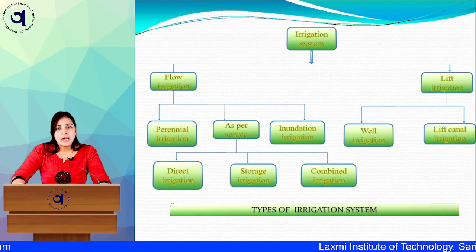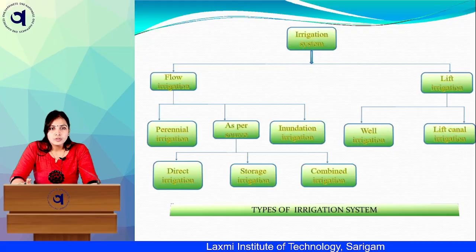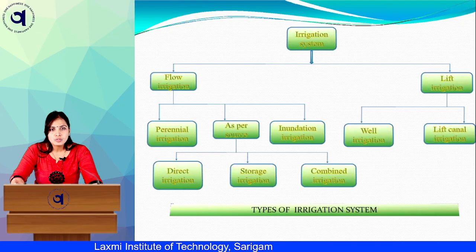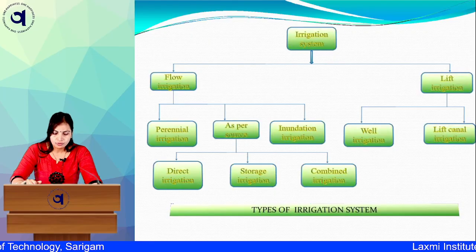As per source means direct irrigation, storage irrigation and combined irrigation. As per source means how the source is available to you, what convenient source is available to your land. Direct irrigation means the canal network is supplied to you, and you can directly take the water from the canal. Storage irrigation means you store the water in an overhead tank and you can supply it with the help of gravity. Combined irrigation means you are doing both: you are storing, and you are also taking the water from the canal system.